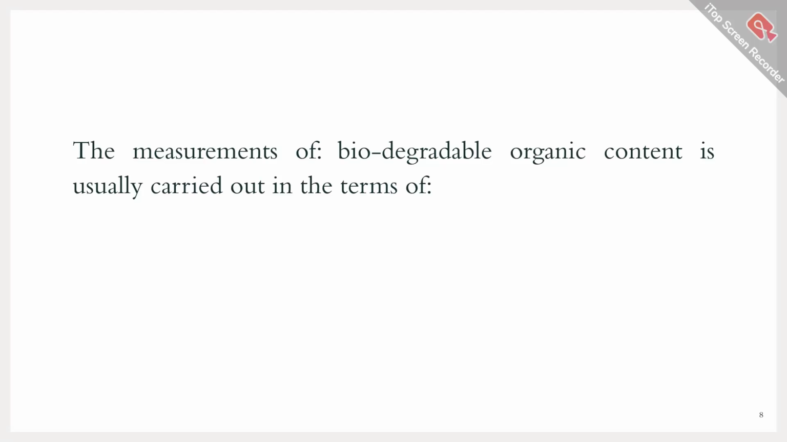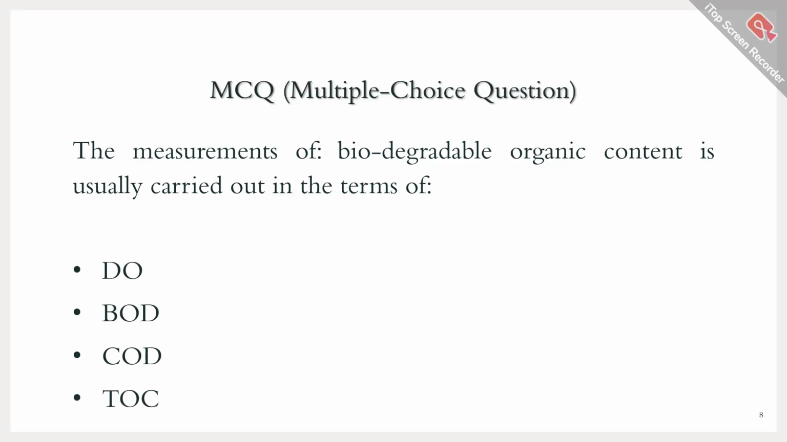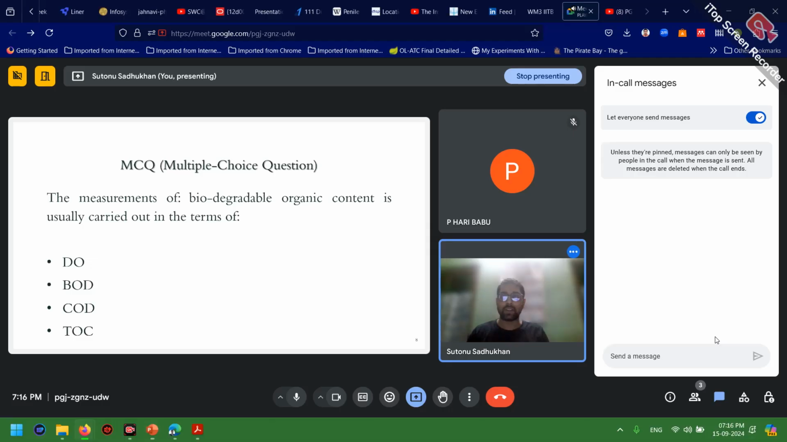So the question is as follows. The measurement of biodegradable organic content is usually carried out in terms of DO, BOD, COD, and TOC. This is an MCQ, so one option will be correct. DO means dissolved oxygen, BOD means biodegradable oxygen demand or biological oxygen demand, COD means chemical oxygen demand, and TOC means total organic carbon or total organic content. So based on that, you have to answer.